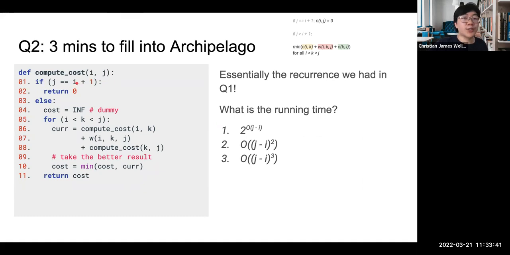So the next question is to compute the cost. Now that we have identified the recurrence relation, we want to find out what the running time of this algorithm is. Here, we literally implement what we had in the previous slide. The question shows this recurrence relation, where you take the minimum over all the possible choices of the first triangles. You want to take the best result for everything. And what's the running time of this? Is it exponential or is it quadratic?